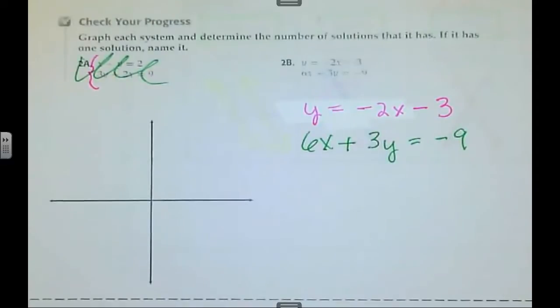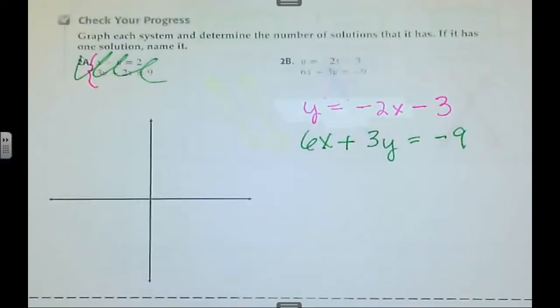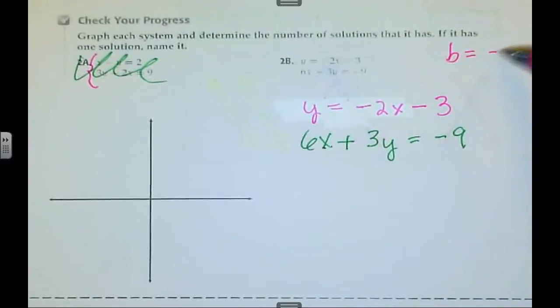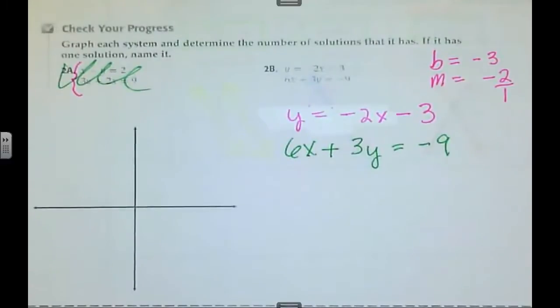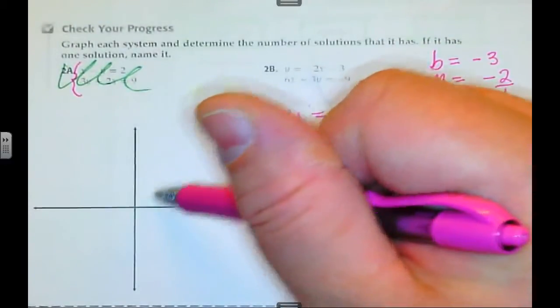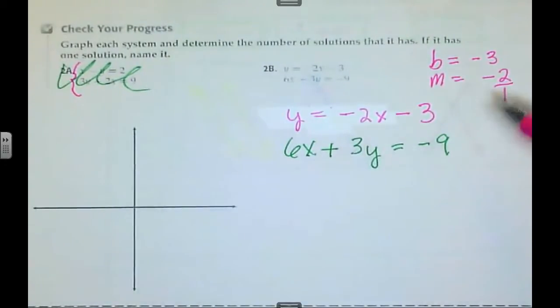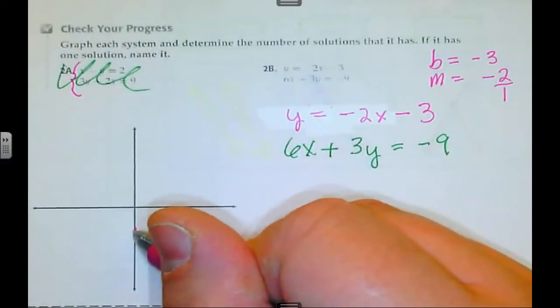Okay, the first one, y equals negative 2x minus 3. I can easily graph that because it's in y equals mx plus b form, slope-intercept form. What's my b? Negative 3. Good. What's my slope? And we just did a whole bunch of these, right? So again, we're going to have to estimate here. I can just barely see my graph here, but let's see what we can do. So negative 3 is where it crosses the y-axis. So negative 1, negative 2, negative 3.